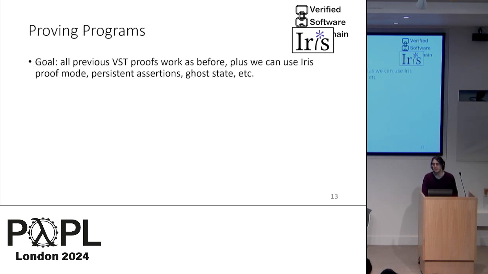Then on top of that, we needed to actually give users a way to prove correctness of programs. And so for this, we re-implemented Floyd, the tactic library that VST uses. The goal was that all of the existing VST proofs would still work, and also users would be able to use all of the cool stuff that comes from Iris for free: the Iris proof mode, the fancy ghost state, persistent assertions, everything like that.